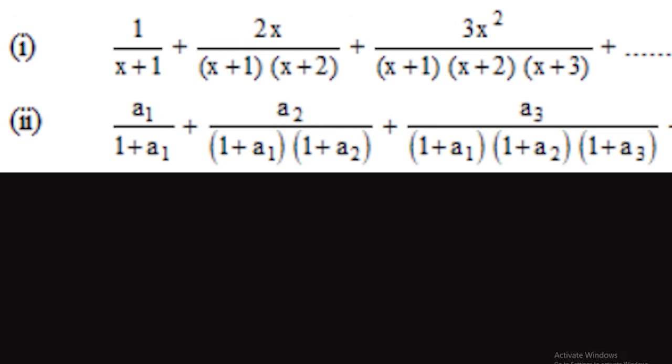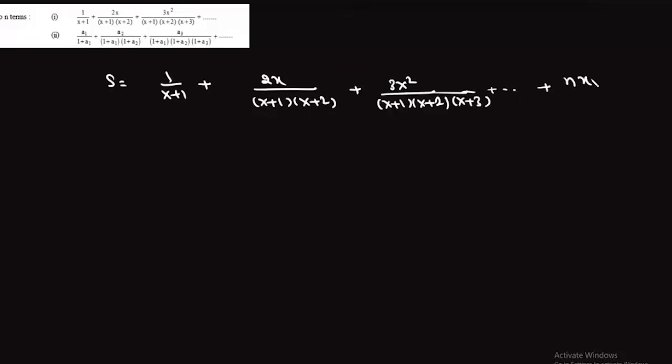Now in this question, we need to find the sum of the series up to n terms, and the series given is 1 upon x plus 1 plus 2x upon x plus 1, x plus 2, and this is 3x square upon x plus 1, x plus 2, x plus 3, and continue up to n terms, and the nth term will be n x to the power n minus 1 upon x plus 1, x plus 2 up to x plus n.